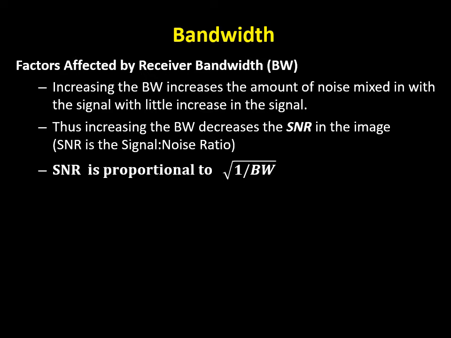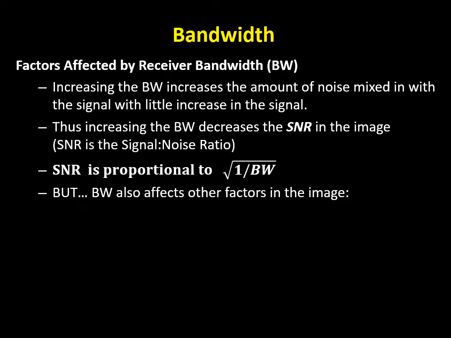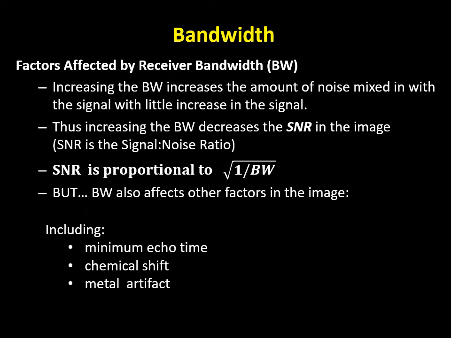So as we increase the receiver bandwidth, the amount of noise getting mixed in with the signal increases, but with little increase in the signal. In fact, with decreasing signal. Thus, increasing the bandwidth decreases the signal to noise in the image. So the signal to noise ratio decreases. And the generally accepted formula for signal to noise ratio is that it is proportional to the square root of 1 over the bandwidth. Bandwidth goes up, signal to noise goes down. But bandwidth also affects other factors in the image, including minimum echo time, chemical shift, and metal artifact.